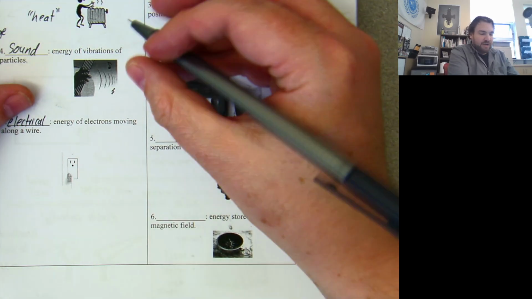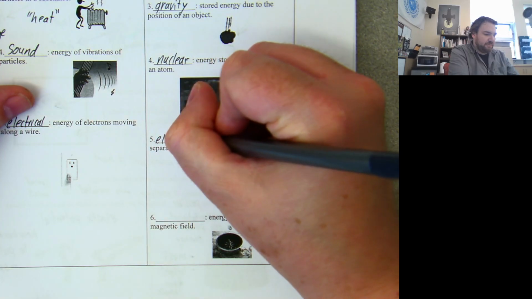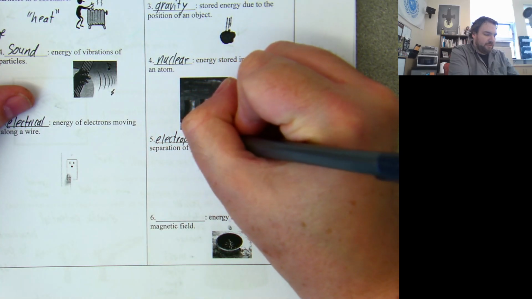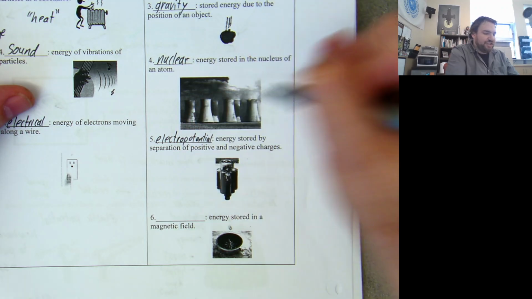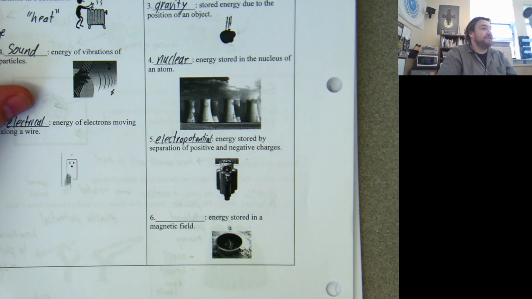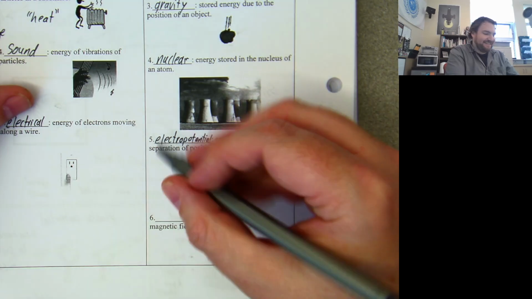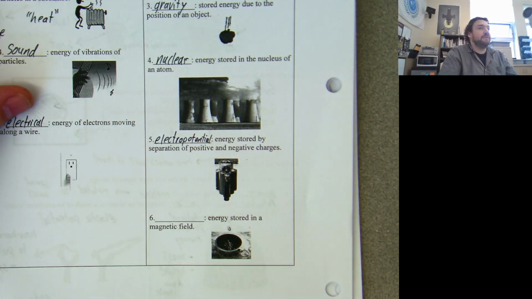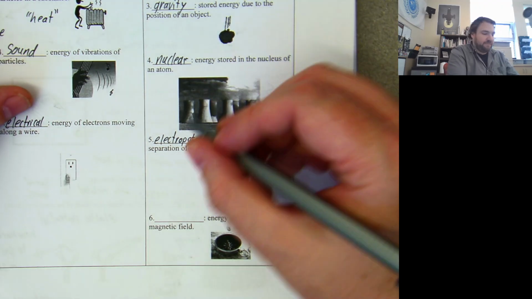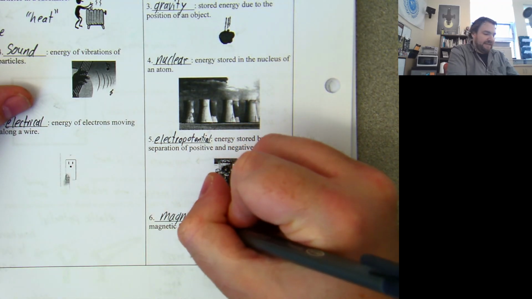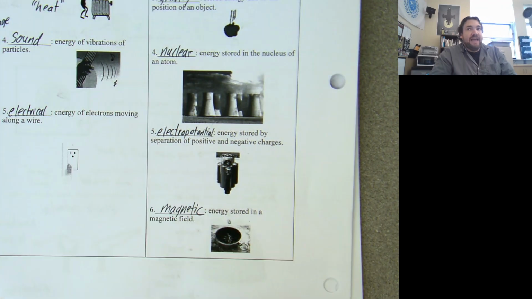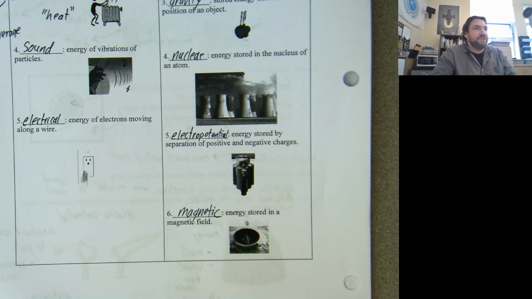These are electropotential. The energy stored by the separating of positive and negative charges, because they want to get back to each other. Positives and negatives attract, and if you hold them apart, there's a bunch of potential energy there. That's how a battery works. And then 6 is, that's a compass. Just magnetic, but yes. Magnetic potential. And we're going to talk about a bunch of these over the course of this unit.